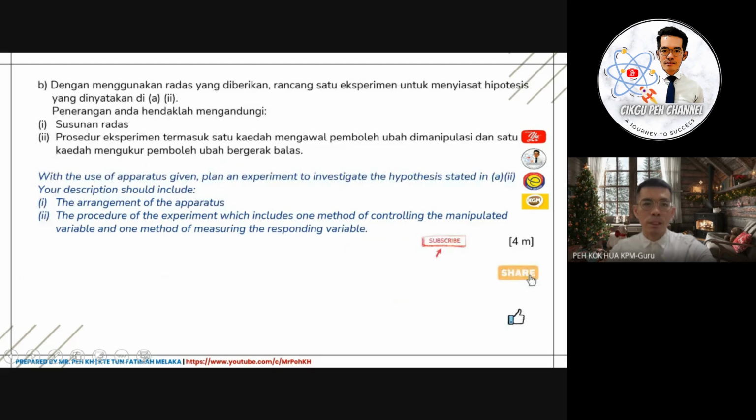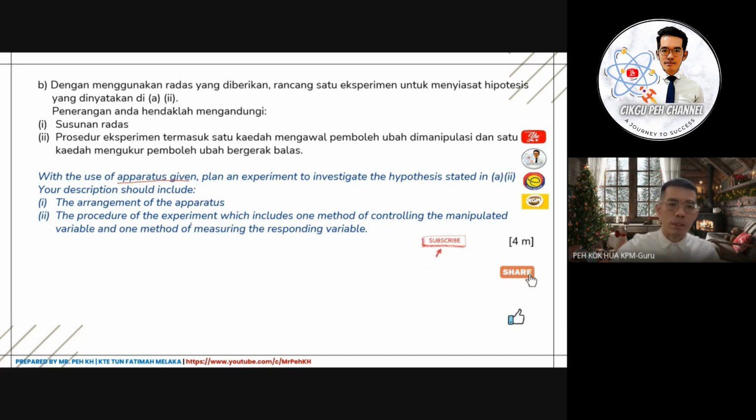Okay, so here this will be the question where, as I mentioned to you just now, the procedure and diagram are not provided, and we know this type of question as analytical part 2. So you must be able to relate the MV and RV we identified just now with the apparatus that is given, so that you can get the MV and RV, and then you can plot the graph. Okay, so here this will be the question.